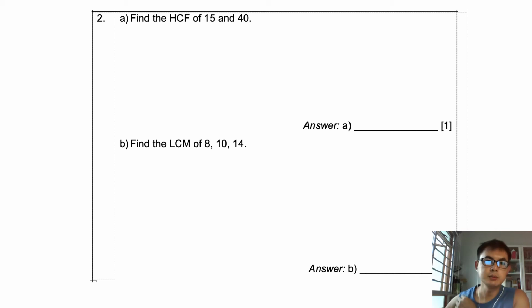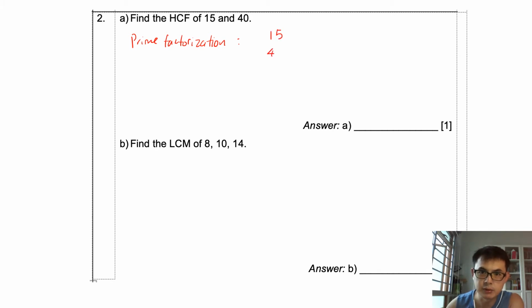Okay, on this question, we want to find the HCF and LCM. So before we can do HCF and LCM, we need to do one thing that's called prime factorization. So what is prime factorization? Okay, it's a big name. Basically what it means is that you break up the numbers 15 and 40 into prime factors.